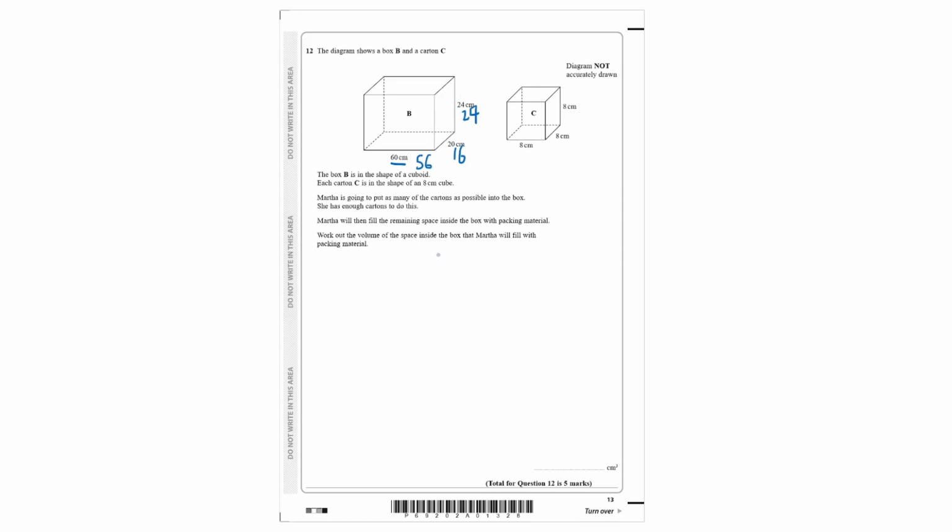Now, moving on. Now that we know the total volume of B is given as 60 times 20 times 24, we then remove the volume of all the cartons. So that's simply 56 times 16 times 24. And that will give us the space left over. Now, whatever space is left over, she will then put in the packing material.